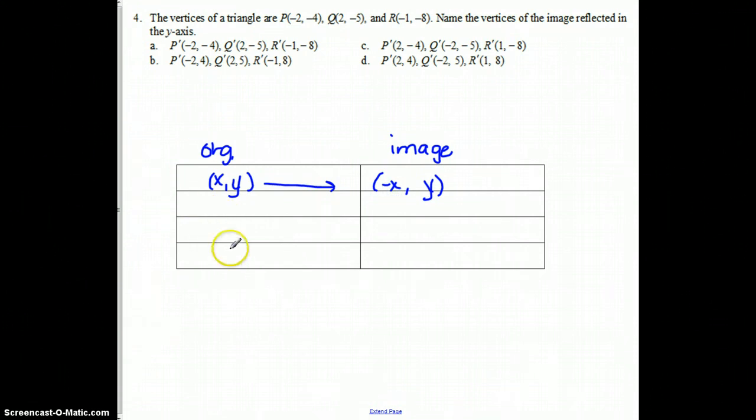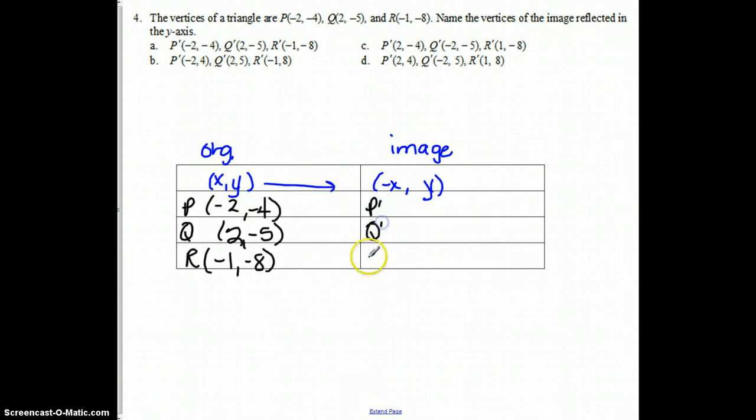Let me get another color here. And I'm going to do P, Q, and R. So P is (-2, -4), Q is (2, -5), and R is (-1, -8). And then I'm going to go through over here and figure out my P prime, Q prime, and R prime.